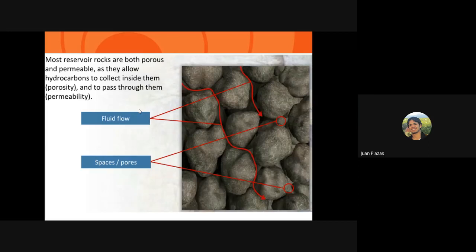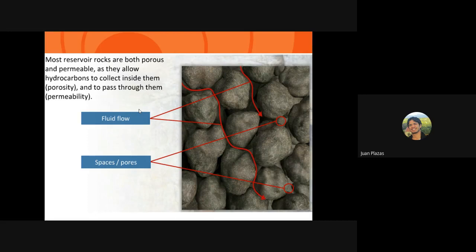Okay, that's the last thing because we are running out of time. Actually, we started 5 minutes later, so I will take 5 minutes more. And before going, we need to talk about formation permeability and formation porosity.